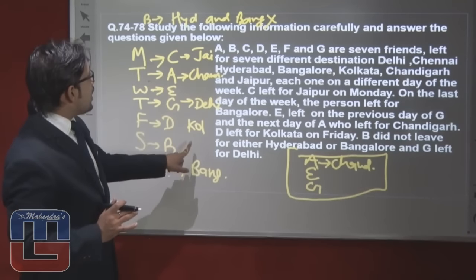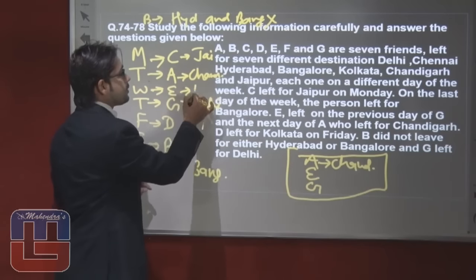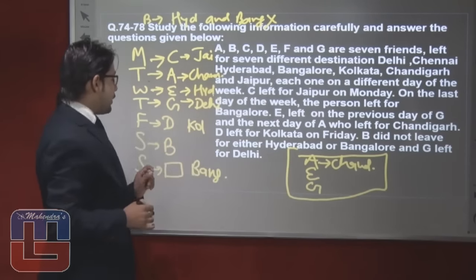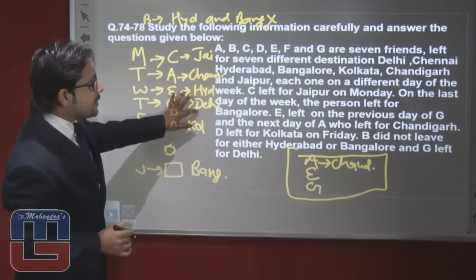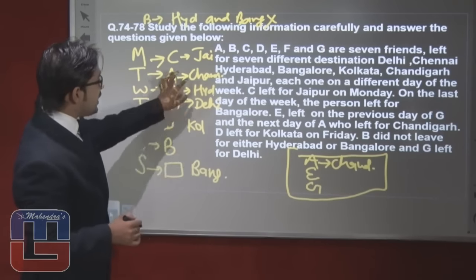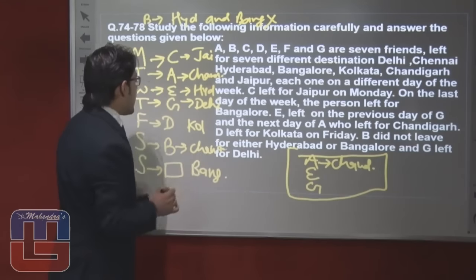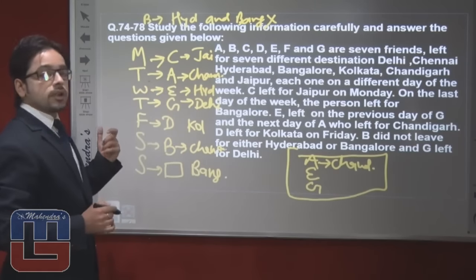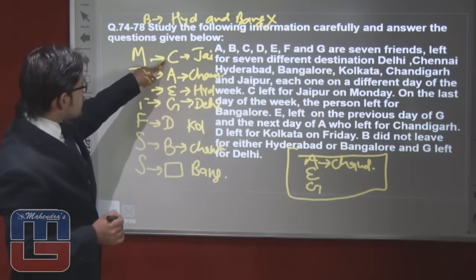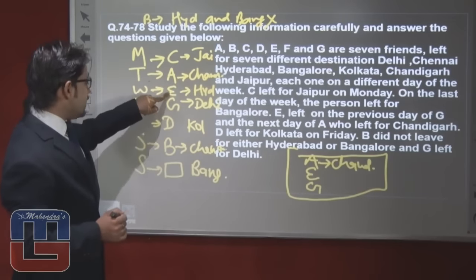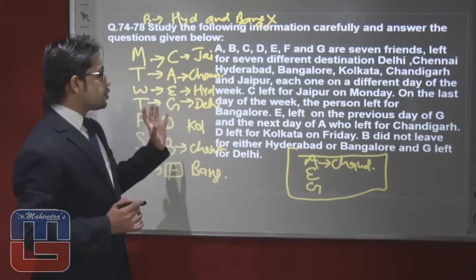Now B didn't go to Hyderabad and Bangalore, so B will go to Chennai. Delhi we have already written, so we can say that B will go to Chennai. Last but not the least, we have to write down the seventh name. First one A, second one B, third one C, fourth one D, fifth one E, sixth one name, that is F. So this is the answer of this question.